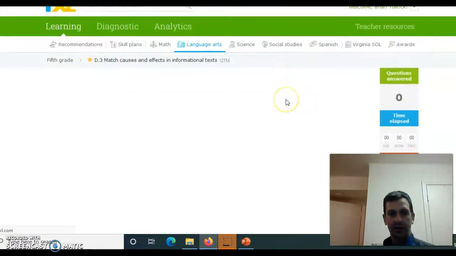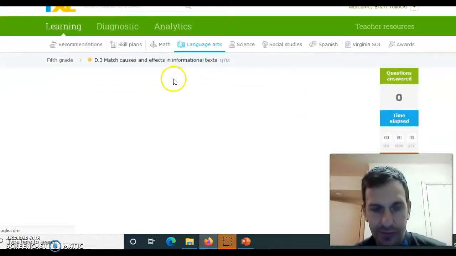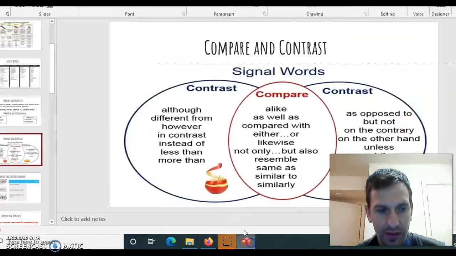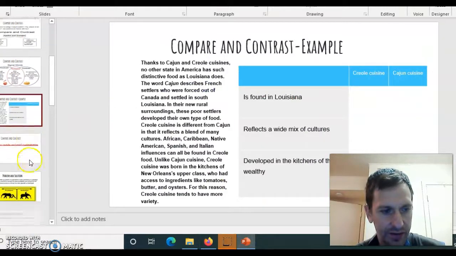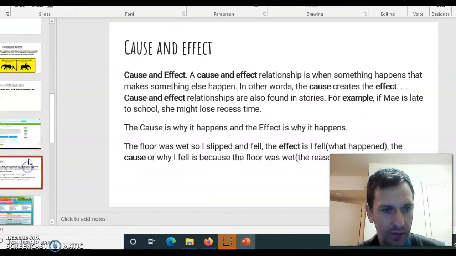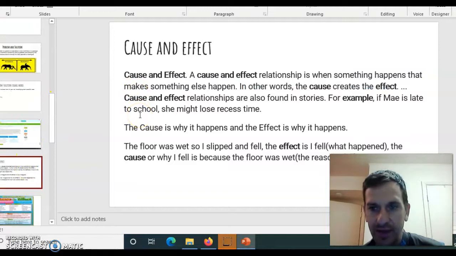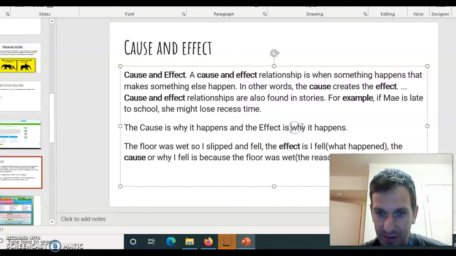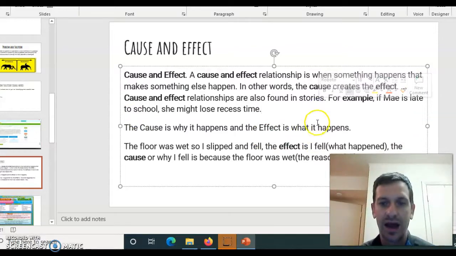Cause and effect. Something happens because of what? Let's go back to our PowerPoint and review. It's a relationship when something happens and makes something else happen. A cause creates the effect. The cause is why it happens, and the effect is... No, this is wrong. I just confused myself. Let's fix this. An effect is what happens.